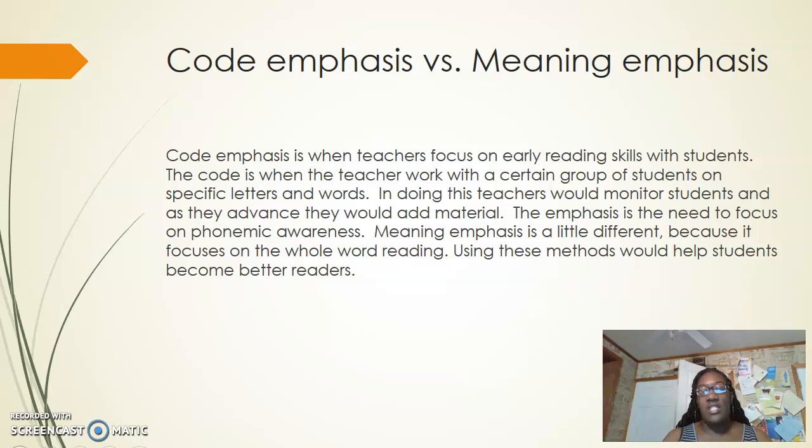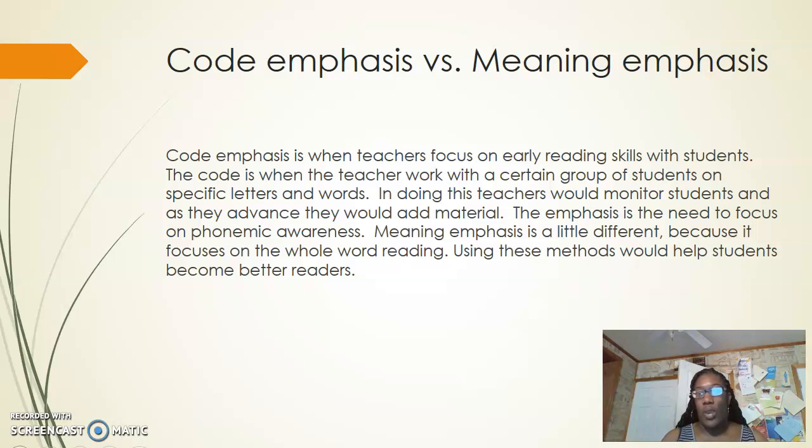The code emphasis versus meaning emphasis. The code emphasis is basically when a teacher works with a certain group of students. I do this. This is at this point called the small group, when the other students are in their centers, doing the actual centers for literacy. I pull a group of students who are having trouble with certain things.